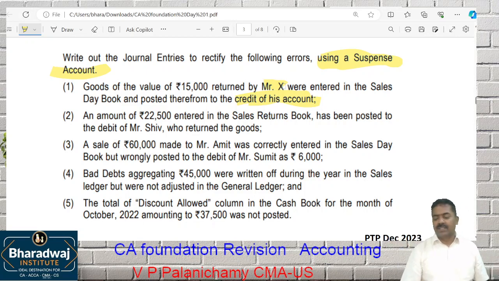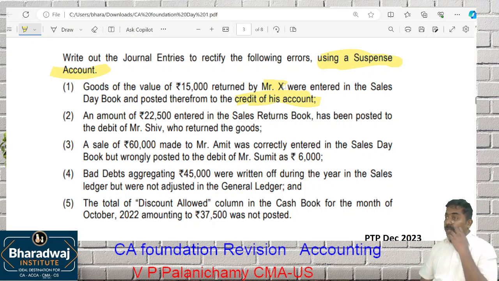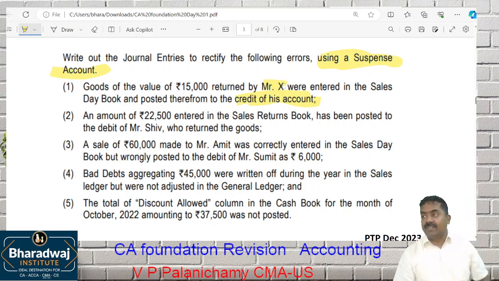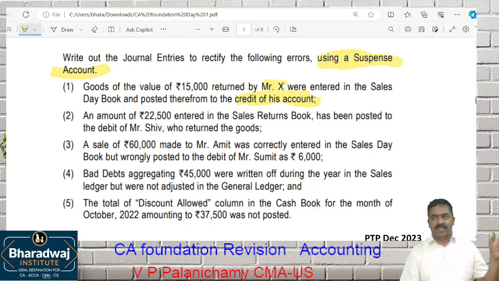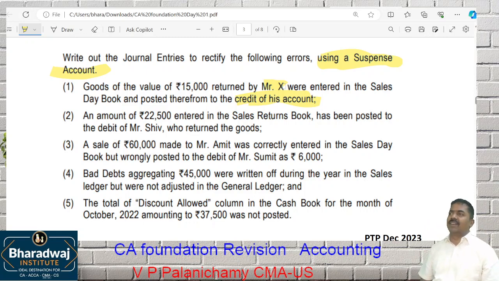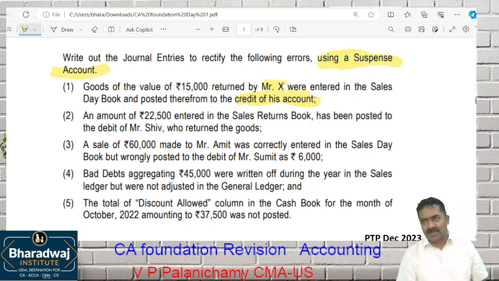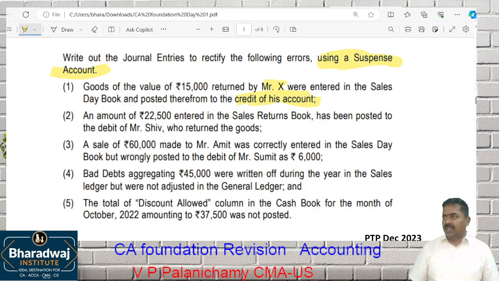The mistake is sales return account should have been debited. But wrongly they recorded in which account? Sales account. How to rectify the error? Debit what has to be debited: sales returns account. Remove the wrong credit given in which account? Sales account. So sales account debit to suspense account. So the entry for the first one: Sales returns account debit 15,000, sales account debit 15,000 to suspense account. X account, don't debit or credit. It has been correctly posted.